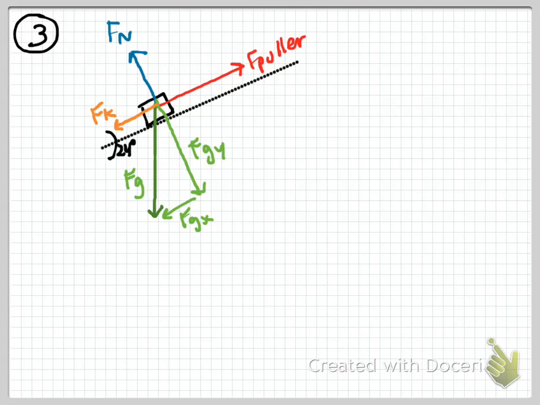Now of course I did it in pretty colors because I can. You couldn't because you just had pencils. So we've got the box sitting on the ramp, we've got normal force, gravitational force, force of the puller, kinetic friction, and of course gravitational force is split into a y and an x component. So the work, part A, is just the work done by the puller, and that's just the force of the puller.